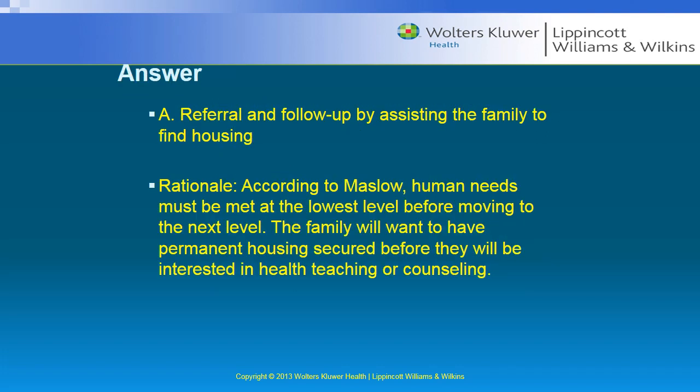The answer is A. Referral and follow-up by assisting the family to find housing. The rationale is that according to Maslow, human needs must be met at the lowest level before moving to the next level. The family will want to have permanent housing secured before they will be interested in health teaching or counseling.